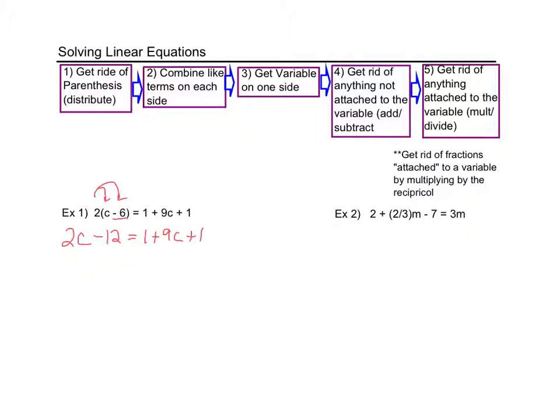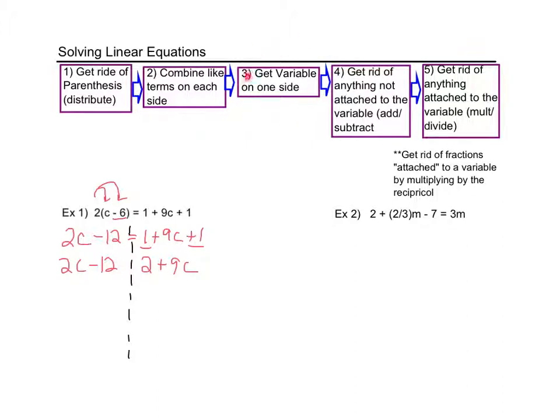Next thing I'm going to do, I'm going to combine like terms on each side. So again, my sides are my sides of the equal sign. I'm going to draw a line to represent my 2 sides. Looking on the left, 2c and minus 12 are not like terms, since 2 has the c and 12 does not. On my right, 9c doesn't have any like terms, but I can combine the 2 ones. Since they're on the same side, I just put them together, giving me 2c minus 12. 1 and 1 come together to be 2 plus 9c.